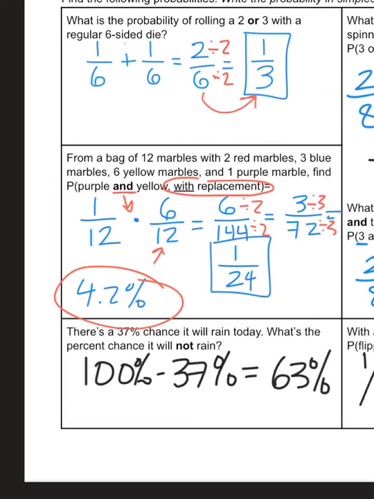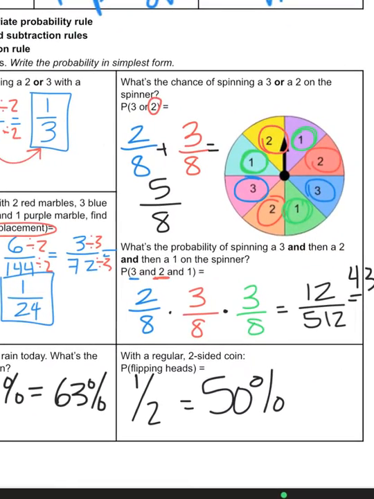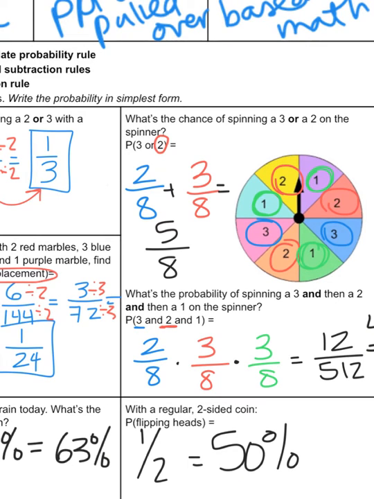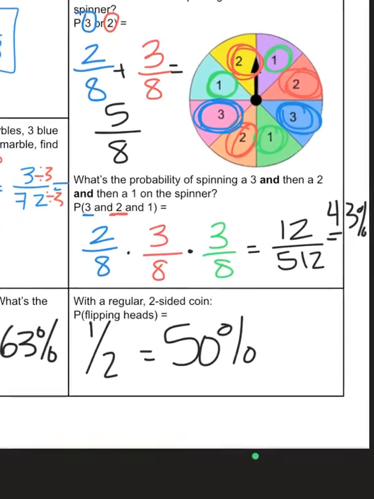If there's a 37% chance it will rain, the chance that it won't is 100% take away your 37%. Over here with the spinner, I tried to color code this one because it ended up being a little confusing. The chance of getting a 3 happens to be 2 out of 8 because there are 2 3s. But the chance of getting a 2 happens to be 3 out of 8 because there are 3 2s. So 5 out of 8 is simplified. You can't do anything more with that.